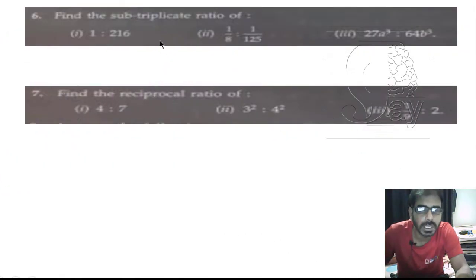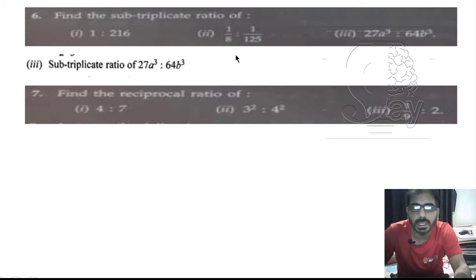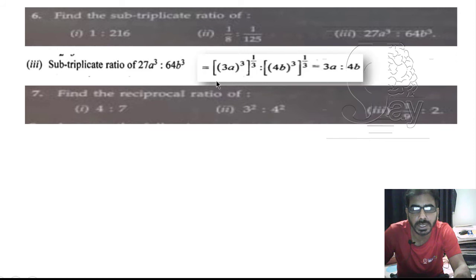This is question number 6. Find the sub-triplicate ratio. So as we found triplicate ratio to be cube, sub-triplicate ratio is taking the cube root. We took the third one. So we have to take the cube root of both the numerator and the denominator. If you take cube root or power 1 by 3, it means the same. So 3 gets cancelled. You have 3a is to 4b.